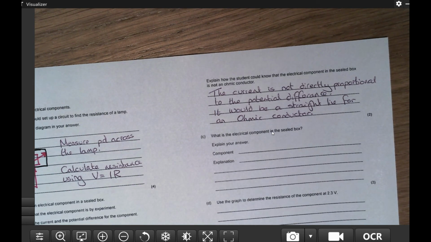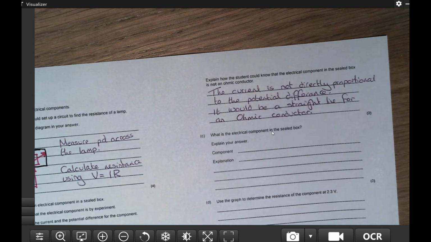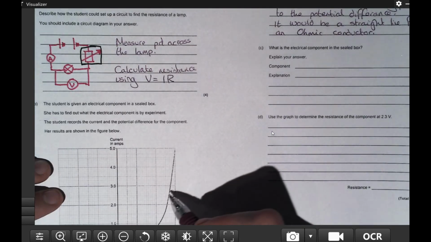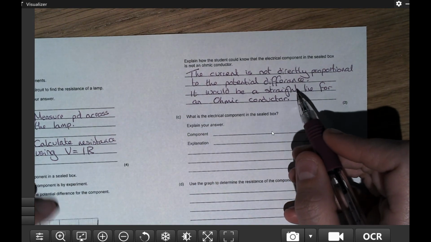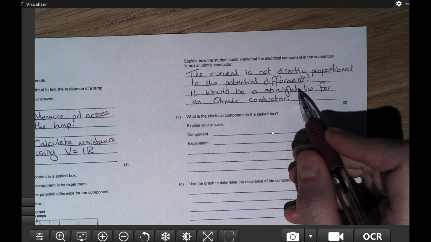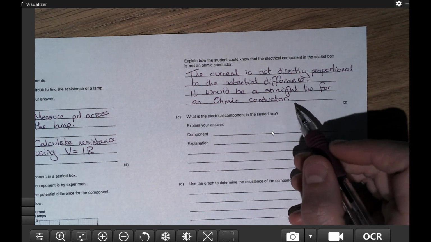So we know that because we know that if this graph had been a straight line, that would show us an ohmic conductor. We know enough about ohmic conductors to know that if we've got a curved line on a potential difference versus current graph, that it's not an ohmic conductor.